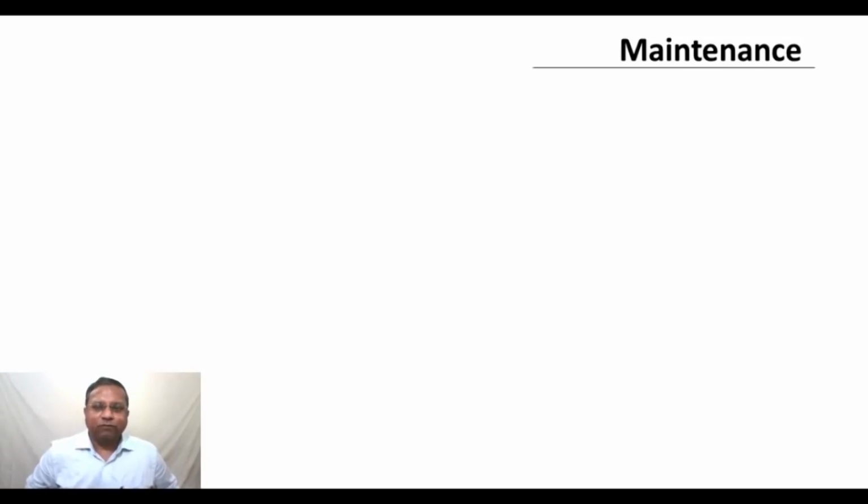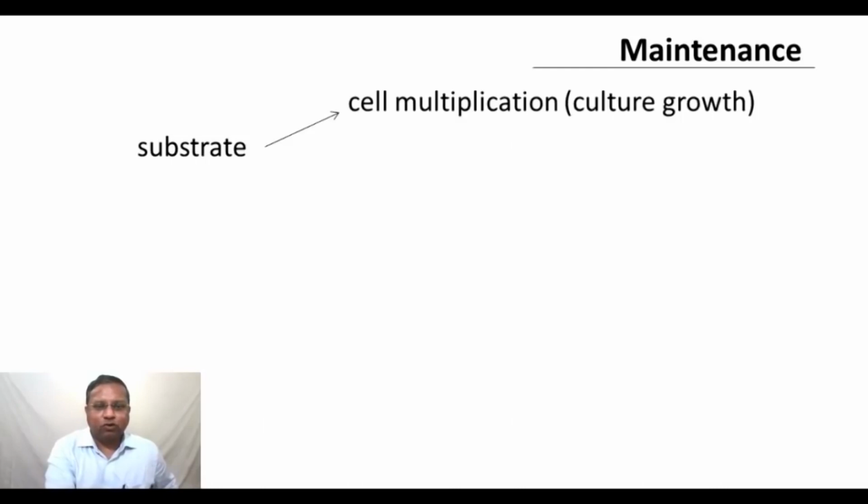This is the concept of maintenance. The substrate, glucose for example, goes towards cell multiplication or culture growth. Cells multiplying, culture growth.